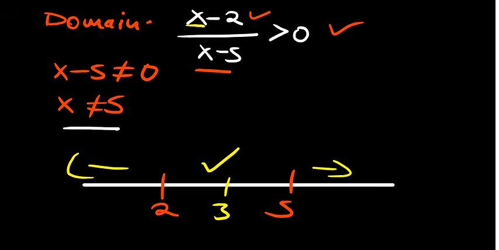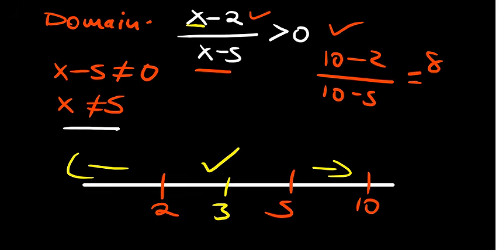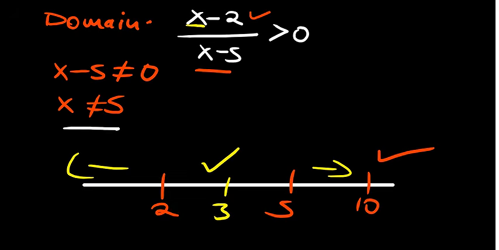Okay, let's try values that are greater than 5. We can get maybe 10. So if you plug in 10 there, you have (10 minus 2) over (10 minus 5). So you have 8 over 5. So is 8 over 5 greater than 0? It's a positive value, so it's greater than 0. And indeed, this is true. It has satisfied our inequality. How about the left part? We can also try it out.